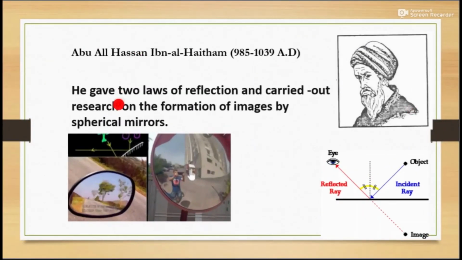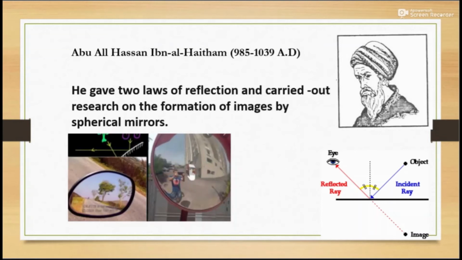Now Abul Hasan gave two laws of reflection and carried out research on the formation of images by spherical mirrors. You can see the spherical mirror here, and the law of reflection with the incident ray and the normal. When the ray of light enters and is reflected, the angles of incidence and reflection are equal. This is also an invention of Abul Hasan ibn al-Haytham. Spherical mirrors are used in many applications in our daily life. For example, we use them in vehicles for seeing the backside of the vehicle, and they are used on roads and in banks for safety and traffic control.